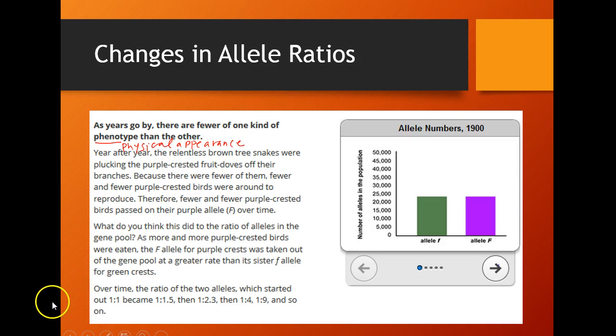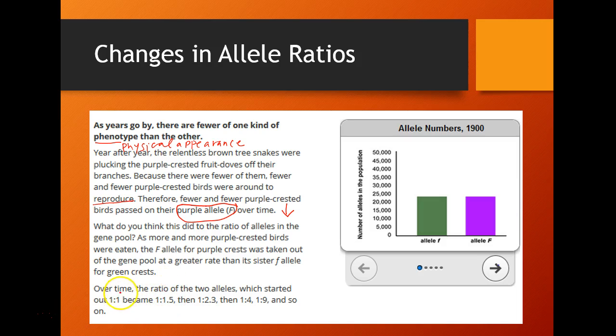So we see that these brown tree snakes began eating these purple crested fruit doves one by one, and there are fewer and fewer of them surviving. So that means that there are fewer and fewer of them reproducing. So this big F allele, right, this version of the gene, began to decrease. If they're not reproducing and passing on their genes, then the allele frequency is going to decrease.